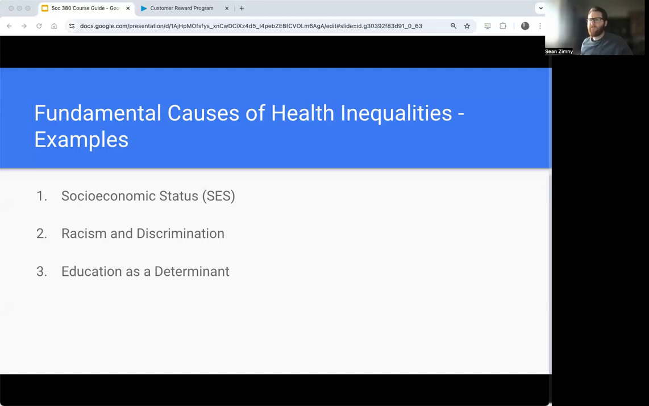And then finally, number 3, education as a social determinant of health. Higher educational attainment statistically correlates with better health outcomes. Education not only provides knowledge about healthy practices, but also enhances access to job opportunities, social networks, and better living environments. And this reflects how disparities in educational systems contribute to long-term health inequalities as well.